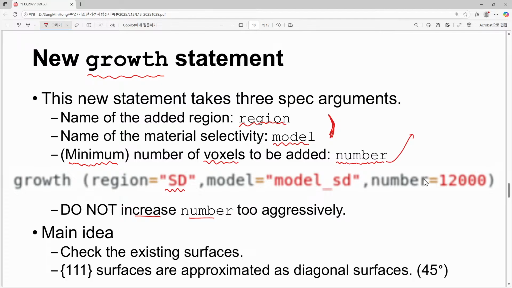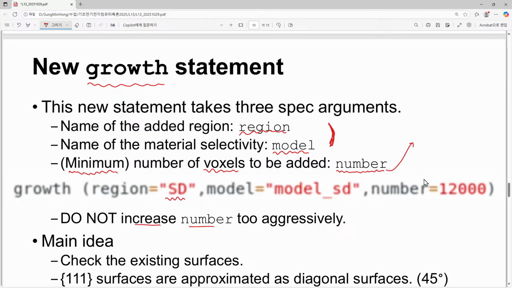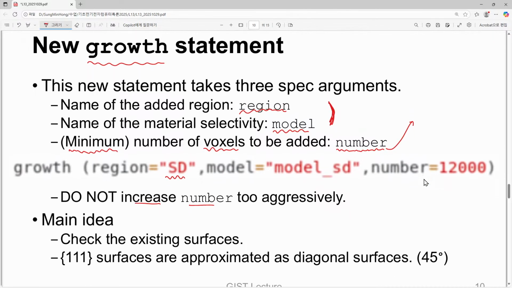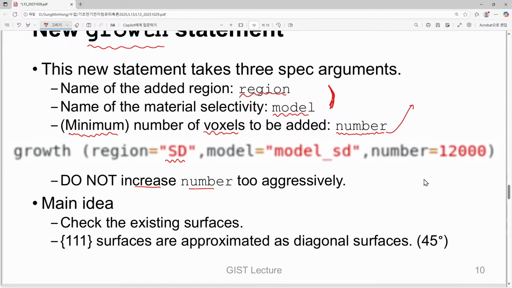So please do not increase the number parameter too aggressively. Always try to increase continuously or with caution. And what's the difference between this growth statement and the previous deposit statement? In this case, we check the existing surfaces. So that is the difference.